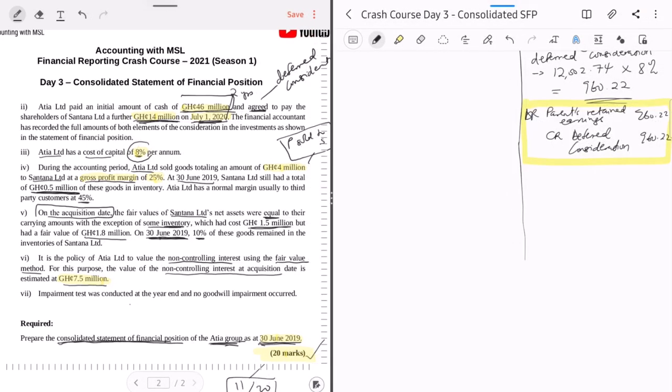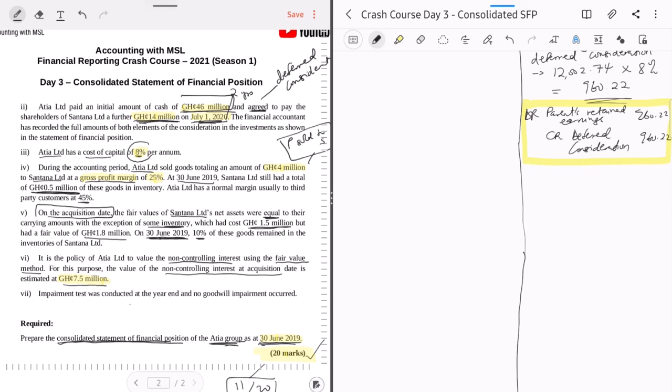During the accounting period, Atia Limited sold goods totaling an amount of what? 4 million CDs to Santana at a gross profit margin of 25%. So we know we are going to do some calculation based on what? A margin of 25%. No worries. They said at 30th June 2019, that is year end, Santana still had a total of what? 0.5 million of these goods in inventory. This is called, I told you what, unrealized inventory. Inventory that has not been sold.